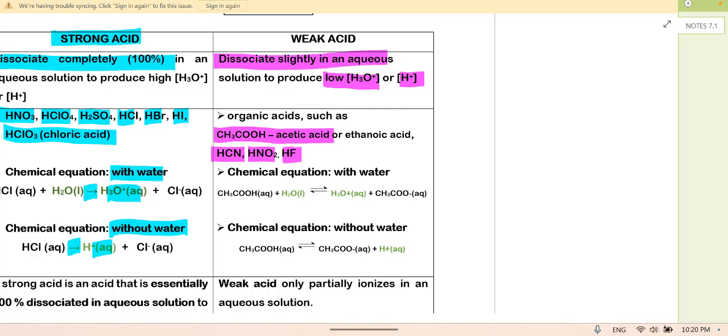For weak acid, it does not 100% dissociate. So that's why we will use a reversible arrow. Same as with strong acid, when you want to write down the dissociation equation, you can use water, or you can write down the equation without water.